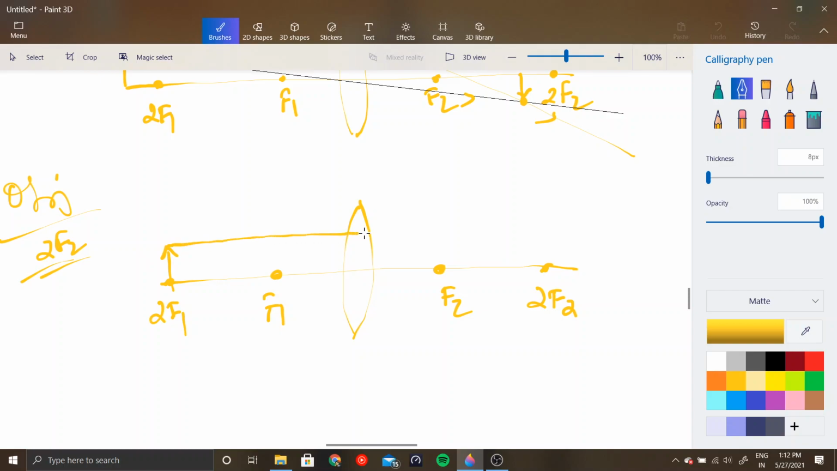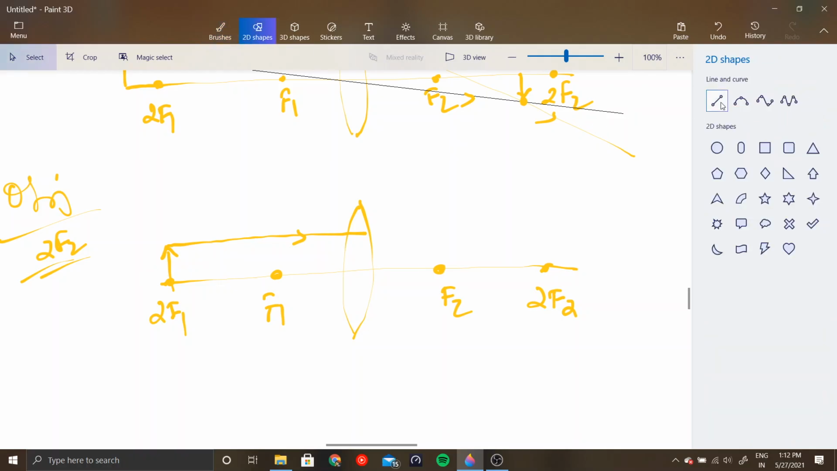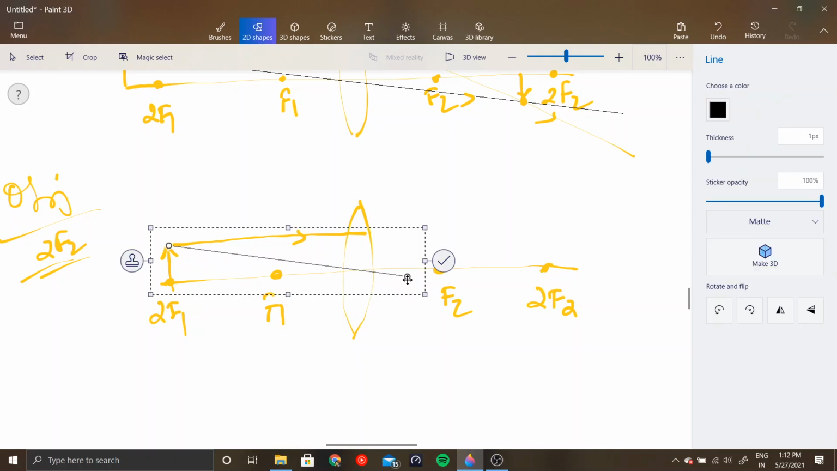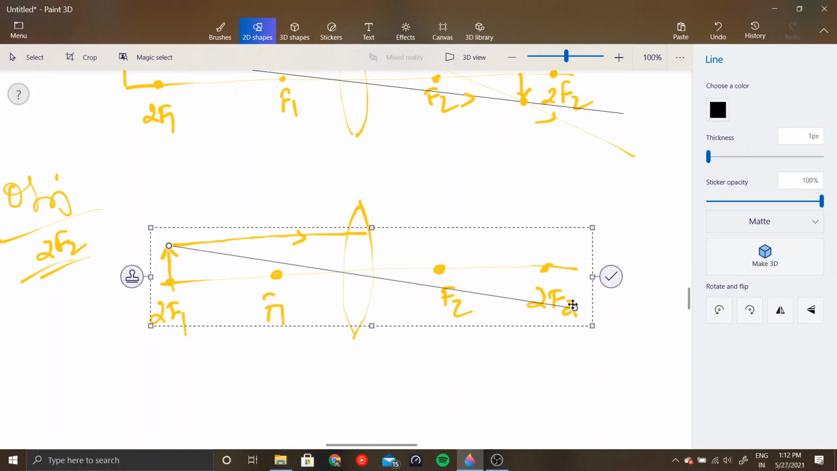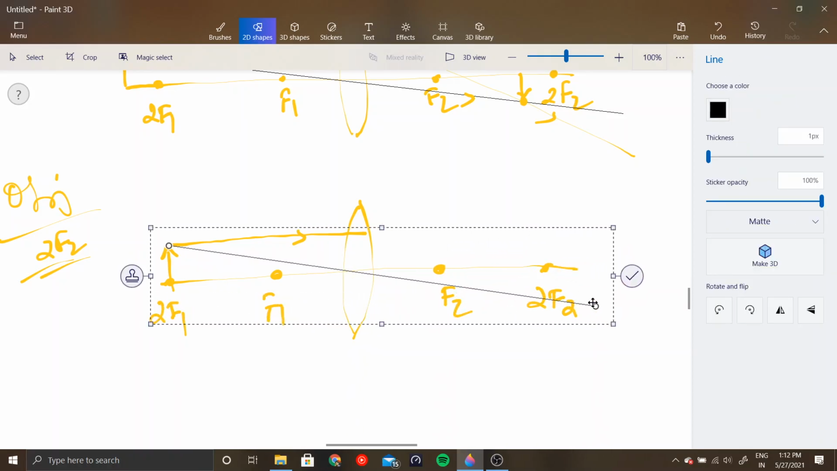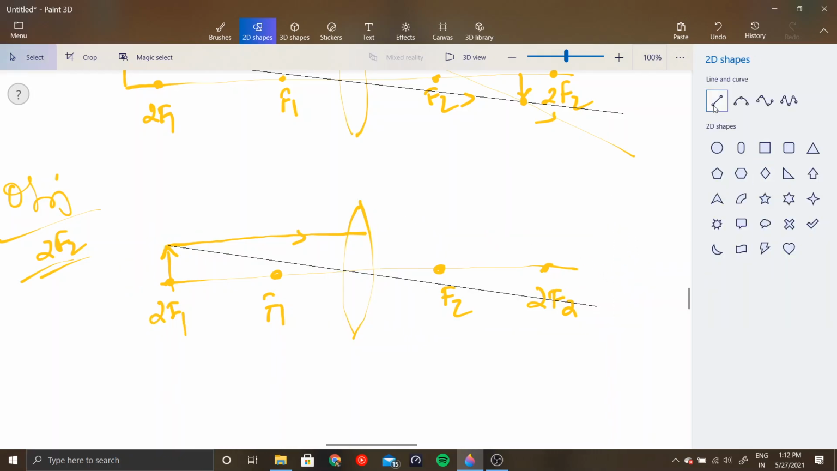Again, take out two rays. One is parallel to the principal axis, and one should pass through the optical center. So you have a thing like this. And the other line, it should pass from here.